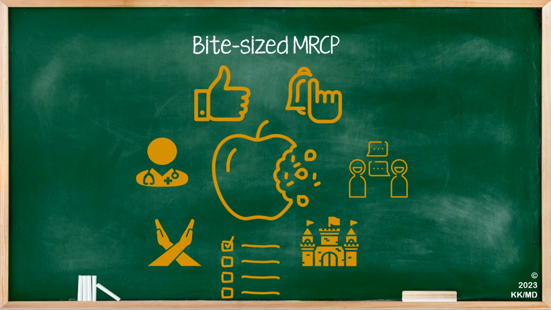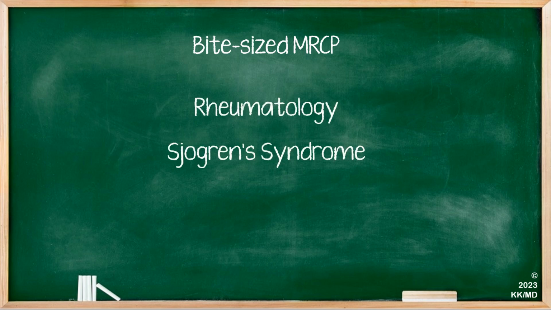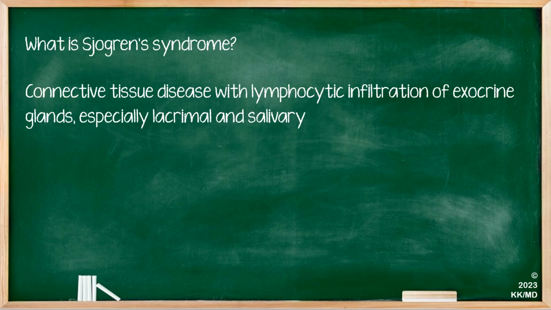Now, without further ado, let's get into today's topic, which is Sjogren syndrome, part of our rheumatology revision series. So what is Sjogren syndrome? This is a connective tissue disease with lymphocytic infiltration of the exocrine glands, particularly the lacrimal and salivary glands.